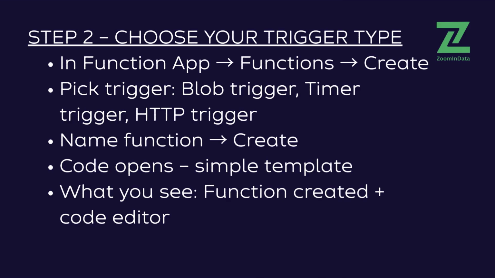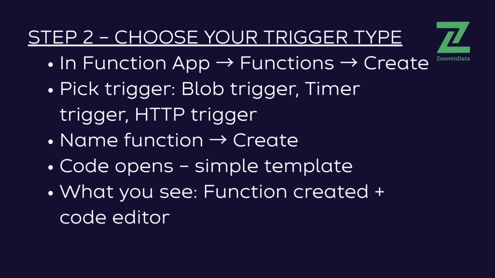Step 2. Pick how the function wakes up. In your function app, click Functions, then Create. Choose trigger type. Blob trigger: run when a file lands in storage. Timer trigger: run on a schedule, cron. HTTP trigger: run from a web call or Power Automate. Name it like blob to pipeline. Create. Template code opens, ready to edit.